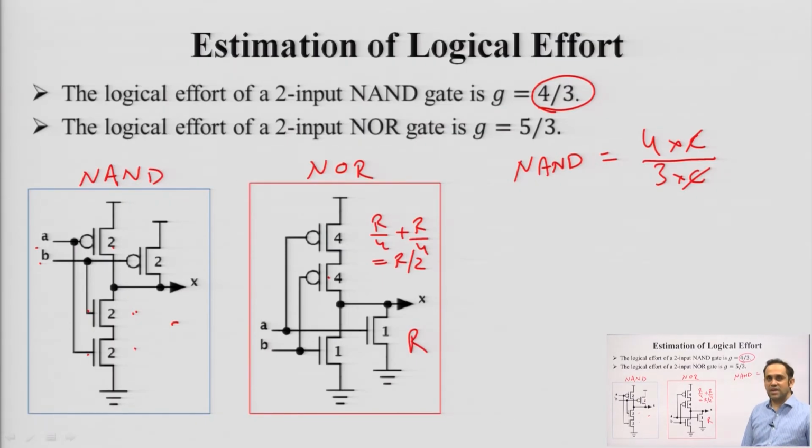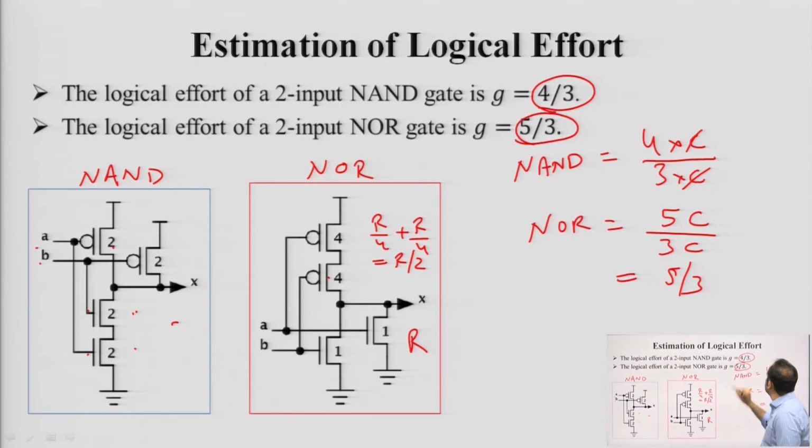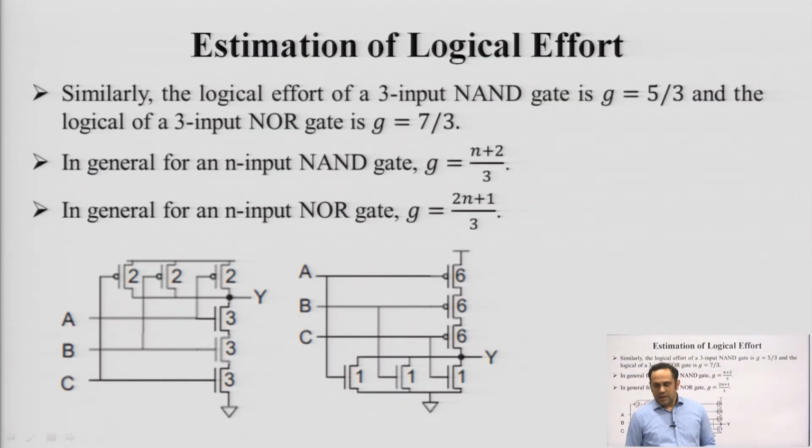Same thing applies for a NOR gate: each input sees 5 times the unit capacitance, divided by the input capacitance of a similar inverter, which is 3 times C. This is going to give me 5 by 3. So, the logical effort for a 2 input NAND gate is 4 by 3, and for a 2 input NOR gate is 5 by 3. In order to generalize this trend, when we increase the number of inputs, what is the impact on logical effort?